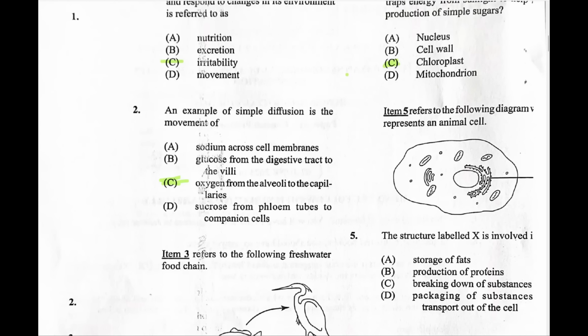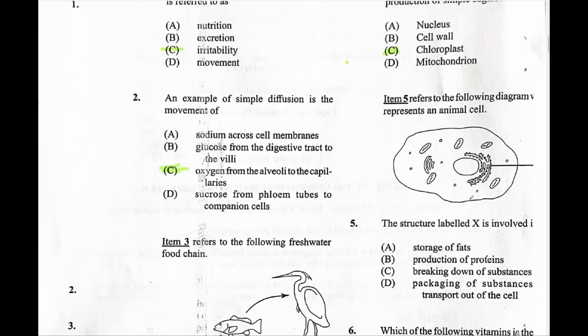Number 5 refers to the following diagram, which shows an animal cell. The structure labeled X, the line is running to it, is involved with the production of proteins because it is the rough endoplasmic reticulum.